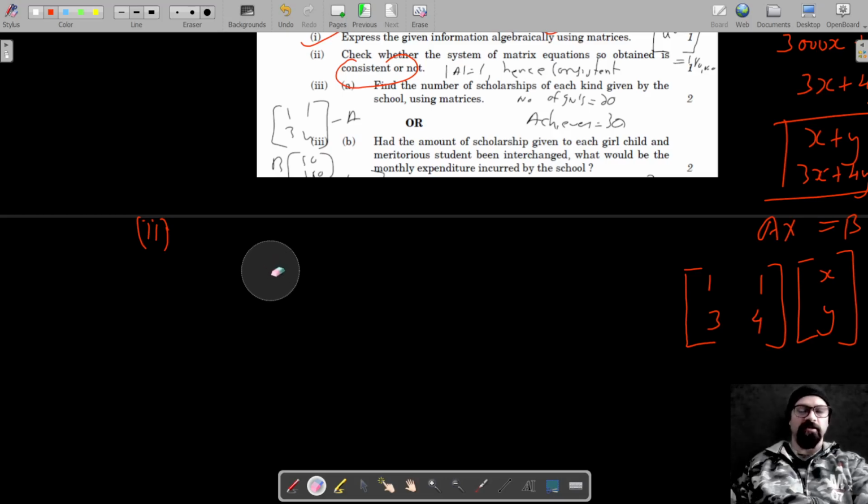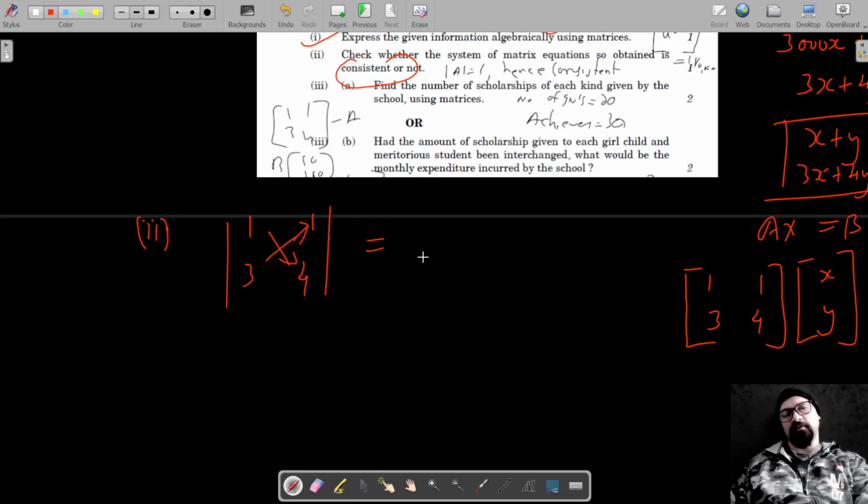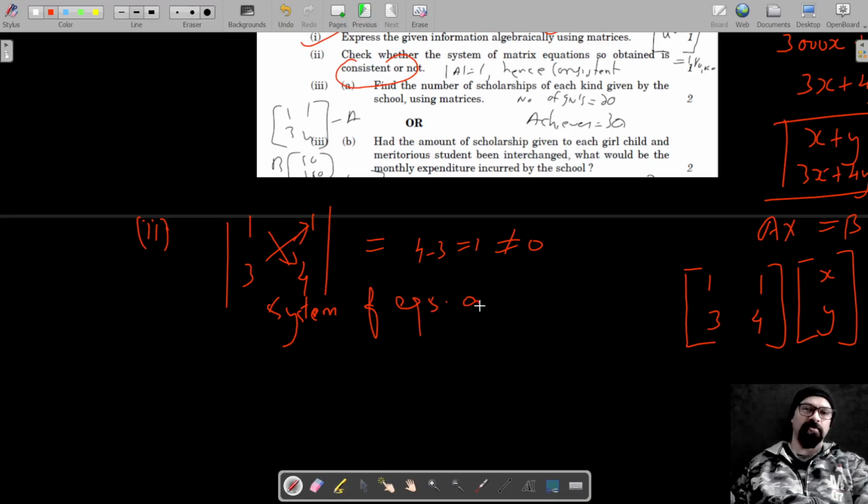That is, we can use them to get the solution, and our A is 1, 1, 3, 4. We have to get the determinant, which is a second order determinant. So 4 minus 3 is equal to 1, which is not equal to 0. So we can see that the system of equations that we have got is consistent.